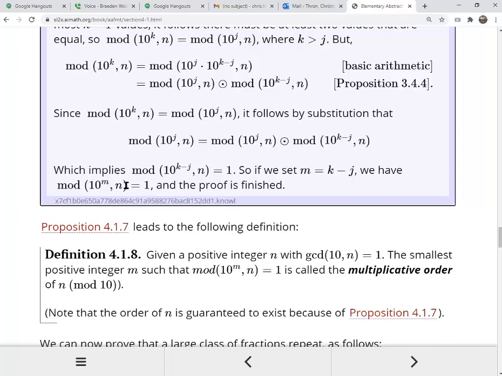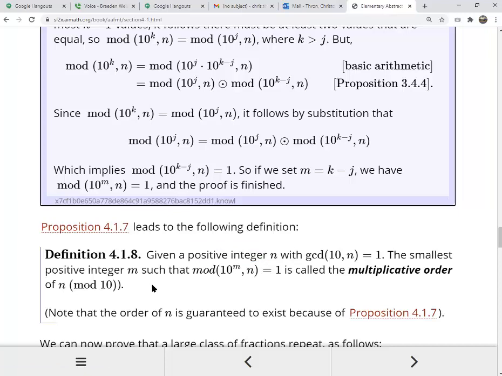Let me just repeat what I said. If I take some number n, which is relatively prime to 10, and I want to find the repeating period of 1 over n, I find a value of m such that the remainder of 10 to the m mod n is equal to 1, and that m is the period.